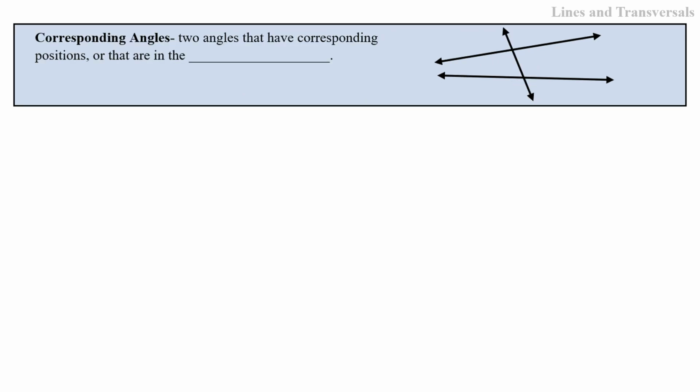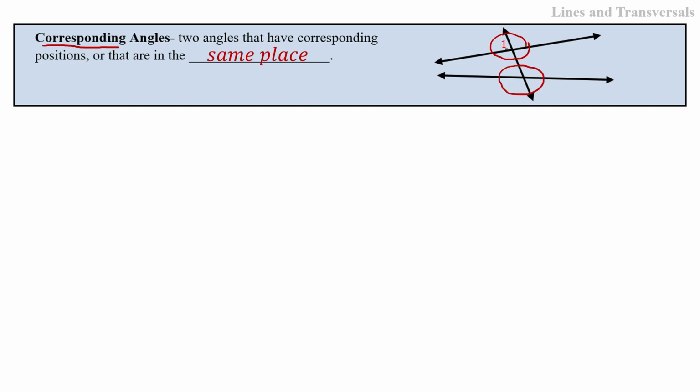Okay, so corresponding angles. If you know what the word corresponding kind of means, in the same place. Okay? So if two angles have corresponding positions, or they're basically in the same place, we're going to call them corresponding angles. Okay, so when we have two lines cut by a transversal, I'm going to give you one example. We kind of look at this in groups of angles. We have these top 4 angles made by these two lines crossing, and we have these 4 angles made by these two lines crossing.